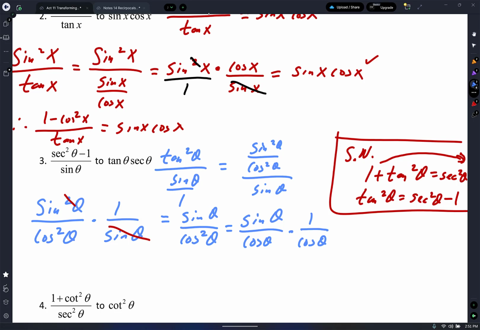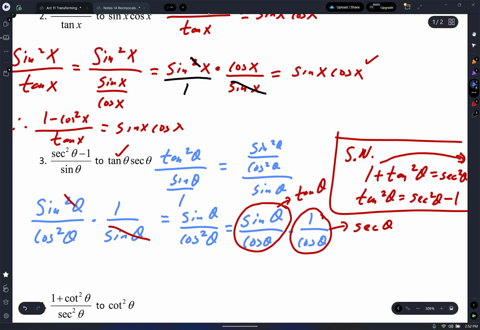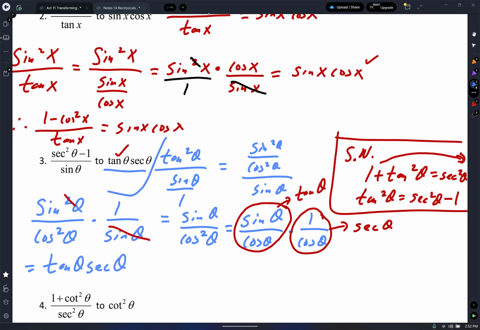Okay, check it out. Look how simple it is. Sine over cosine right here. Isn't that tangent? Yeah, that's tangent. Sine over cosine. 1 over cosine. What's 1 over cosine? Secant. OMG. Look at that. So I have tan theta, secant theta. Is that what I was trying to prove? Yeah, that's exactly what I was trying to prove. So you put 3 little dots in a triangle, and you write secant squared theta minus 1 over sine theta is in fact tan theta secant theta.